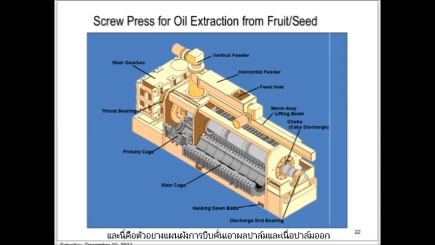And this is an example of the schematic diagram of a screw press. This might not be the same type that we normally use in the extraction of palm oil. In this case, this is actually the screw press for the oil extraction from the fruit or from the seed. So basically, it consists of the screw here, and the feed inlet here, and the cage, the metal cage, and the outlet for the oil, and the process of extraction of the oil will occur inside this structure.